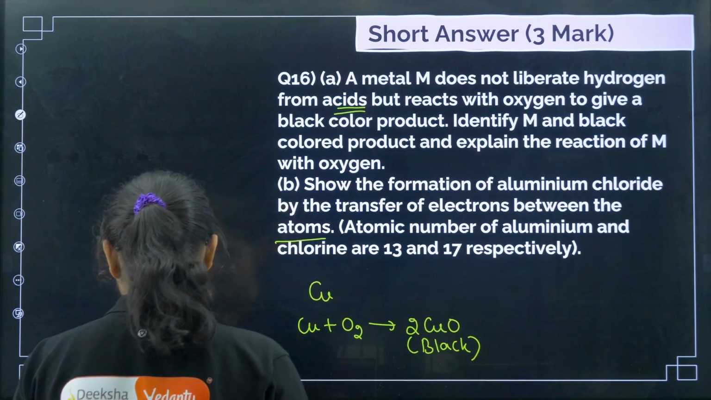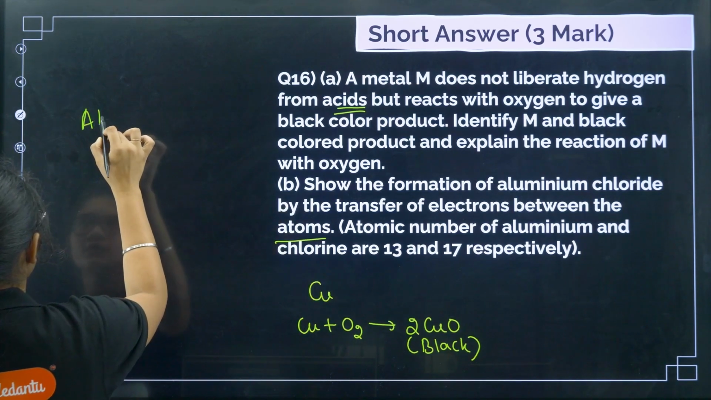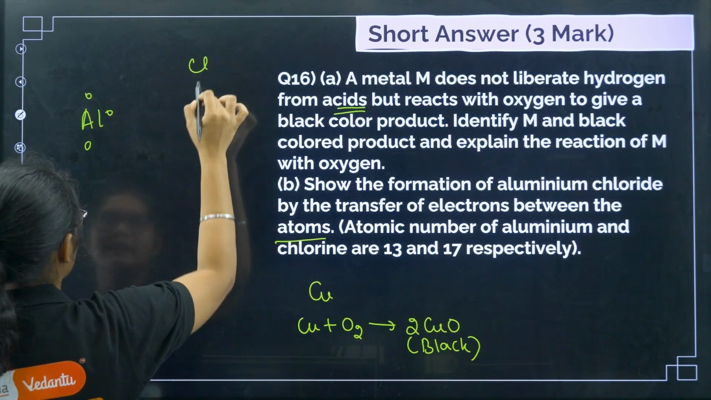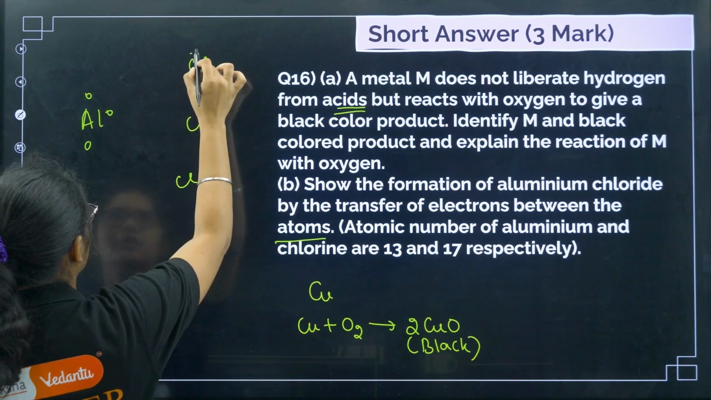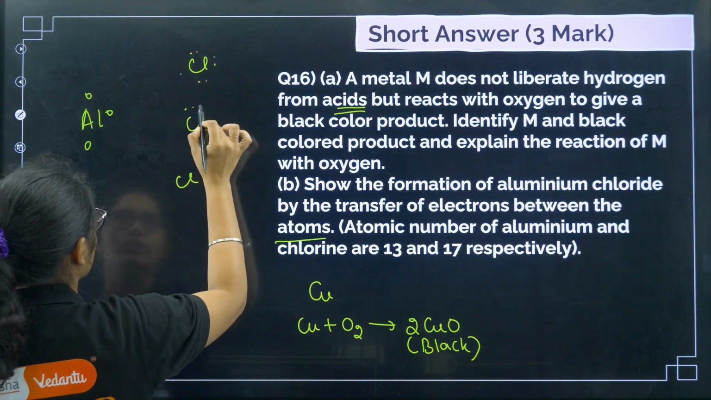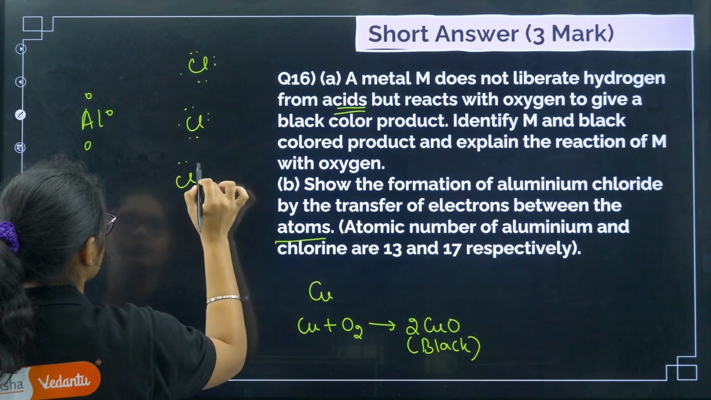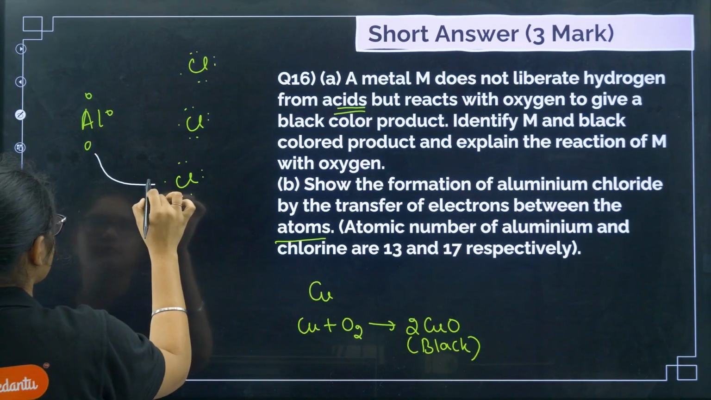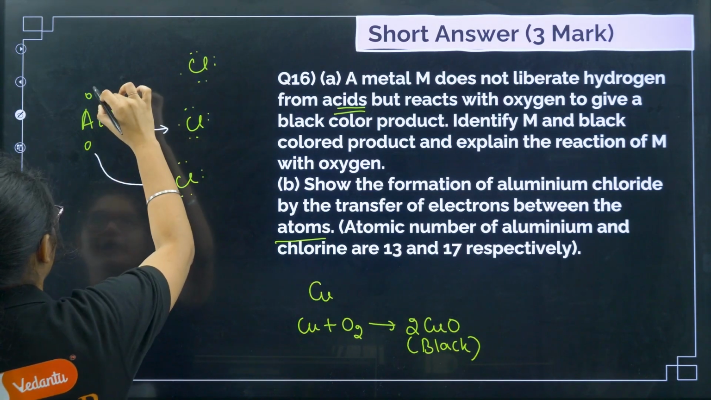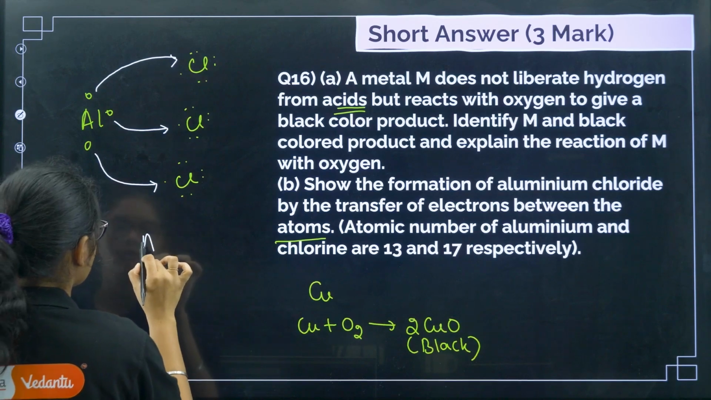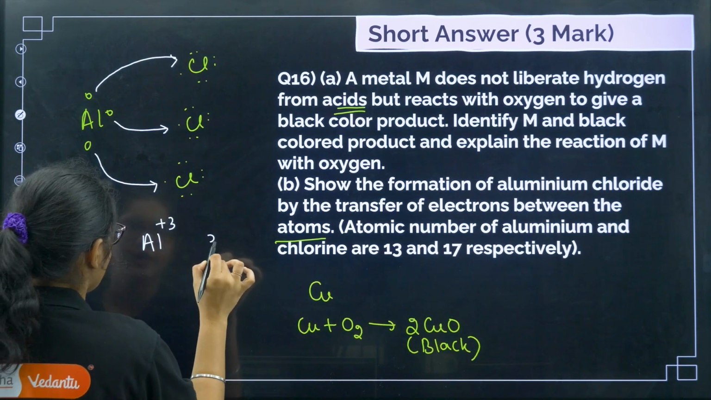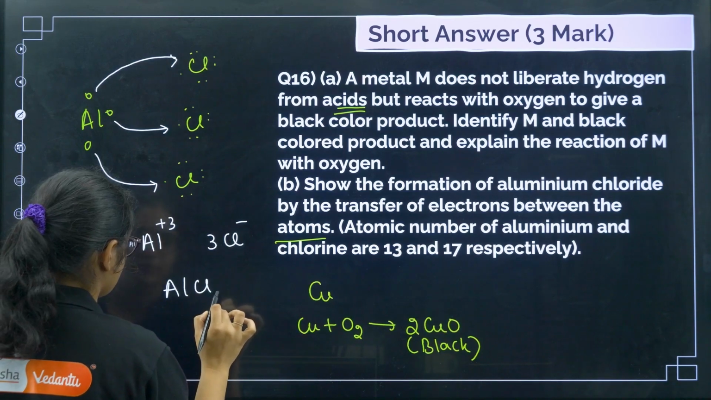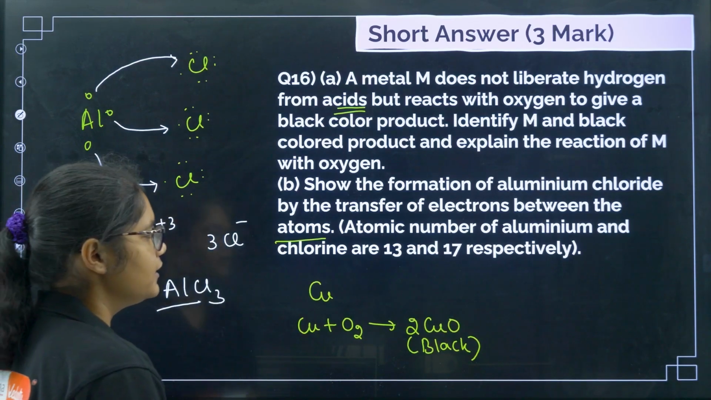So if you see aluminium chloride, aluminium has 2, 8 and 3, right? So it has 3 valence electrons, and chlorine has 7 valence electrons. Now what will happen? This aluminium will donate 1 electron here, 1 electron here and 1 electron here. So what will form? Aluminium 3 plus will form and 3 Cl minus will form, and they will combine, we will get aluminium chloride, right?